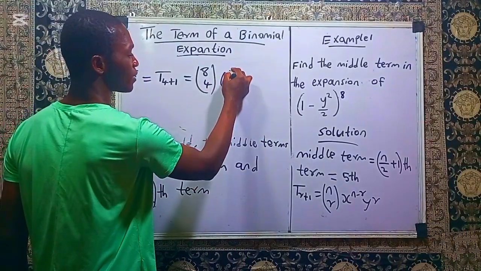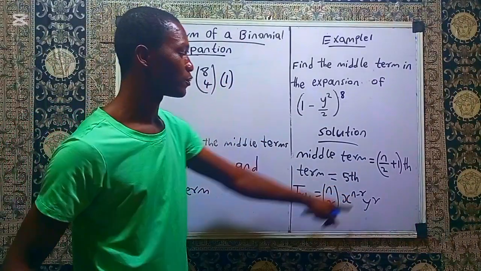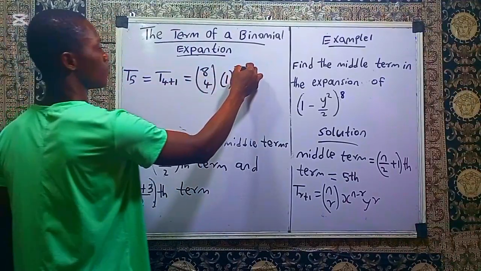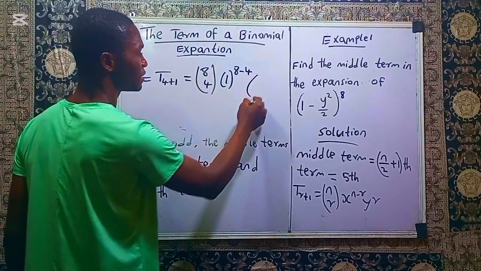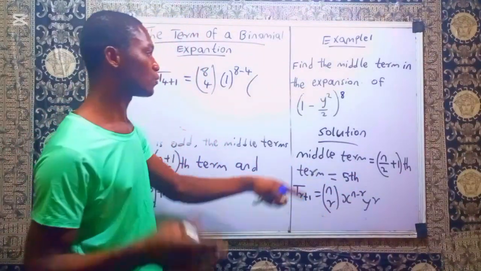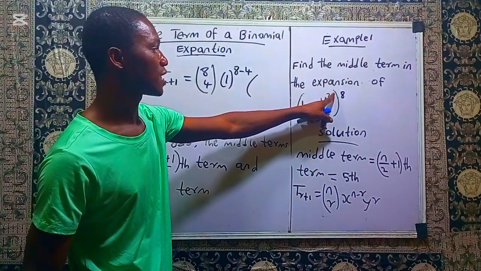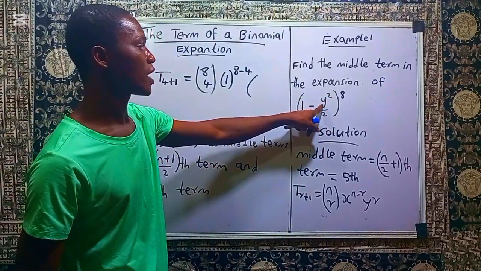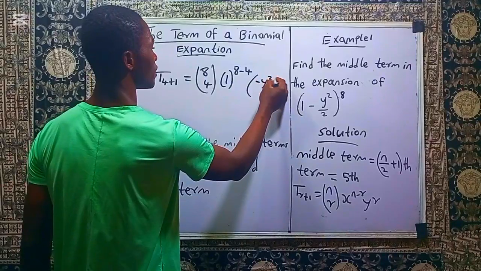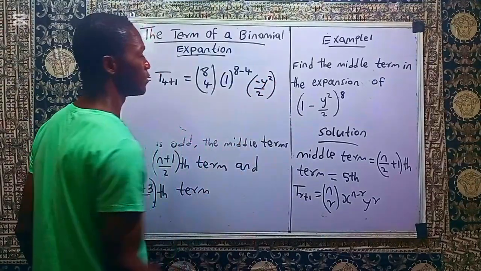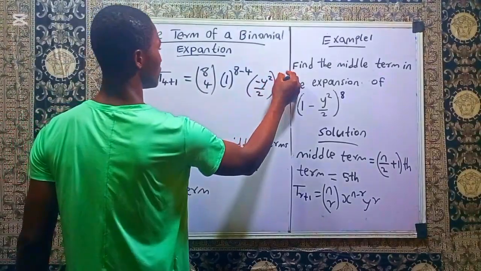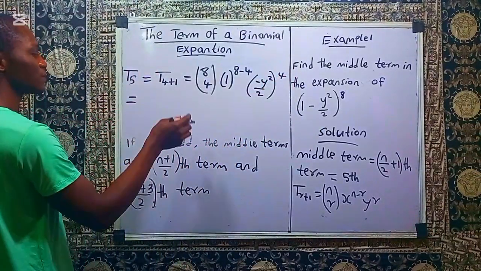So I'm going to have 1 raised to power n minus r. What is our n? 8. Minus what is our r? 4. Then multiplying y raised to power r. y is the second quantity inside the bracket. What is the second quantity? The second quantity inside this bracket is minus y squared divided by 2. So minus y squared divided by 2, then you are going to raise it to power r. And our r is 4. So we are going to simplify this.